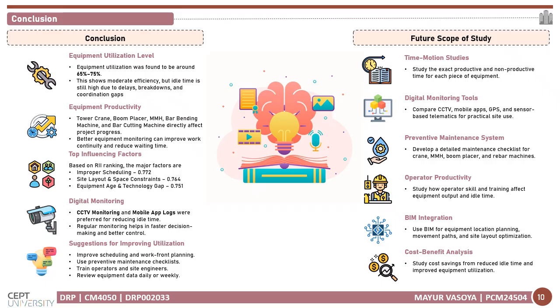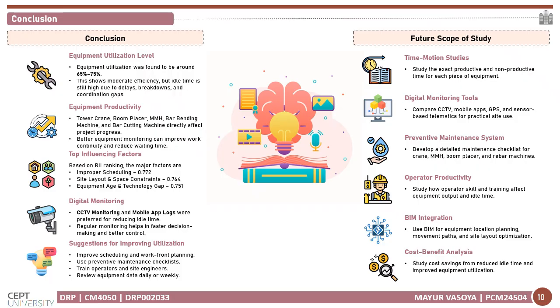The RRI analysis helped identify the most critical influencing factors. The top three factors were improper scheduling, site layout and space constraint, and equipment age or technology gap. This finding shows that equipment productivity loss is not only due to machine failure. It is strongly connected with management practice, planning systems, work front readiness, and site coordination.